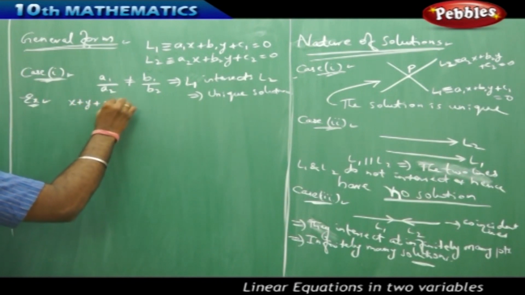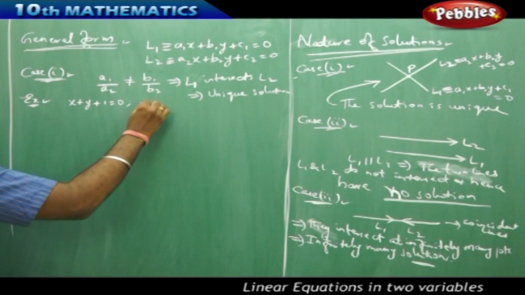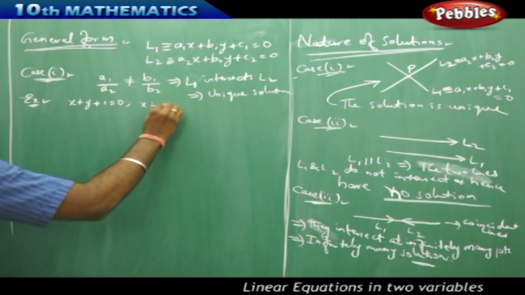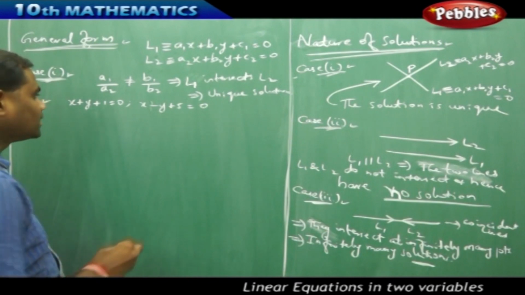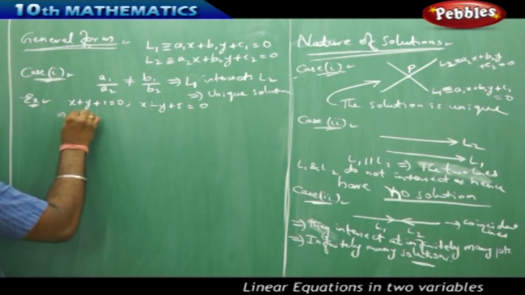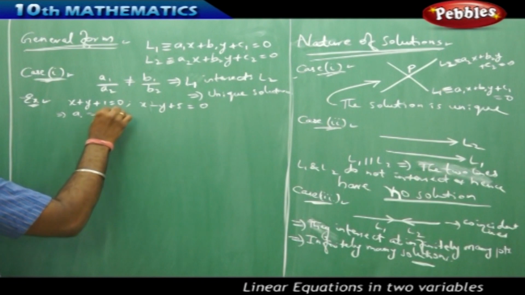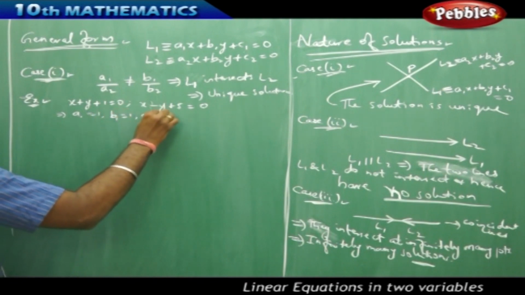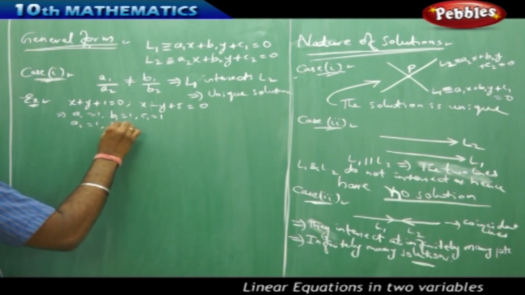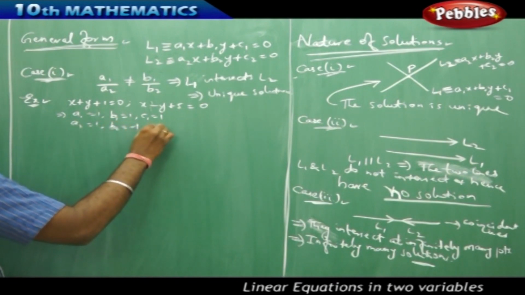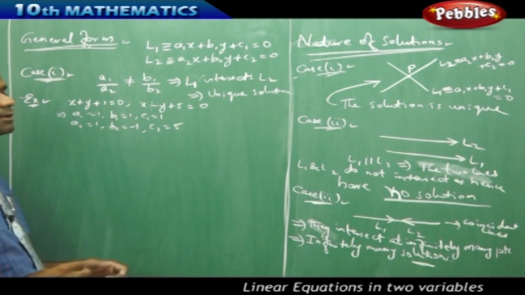Say for example, I take x plus y plus 1 equal to 0 and x minus y plus 5 equal to 0 as the two lines. Then clearly I identify here a1 is 1, b1 is 1 and c1 is 1, and here my a2 is 1, b2 is minus 1 and my c2 is 5.